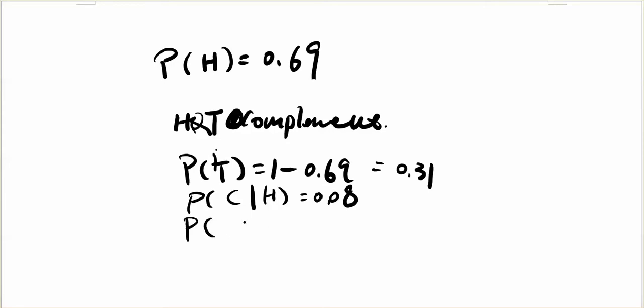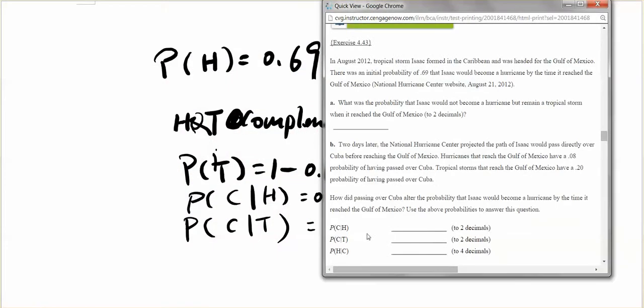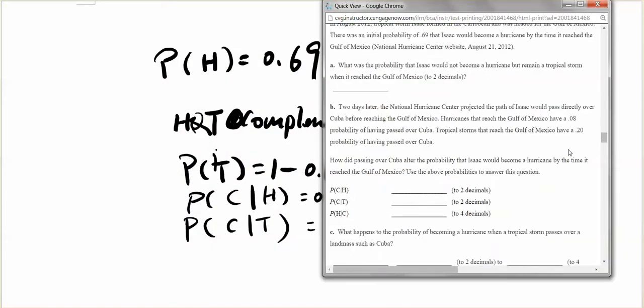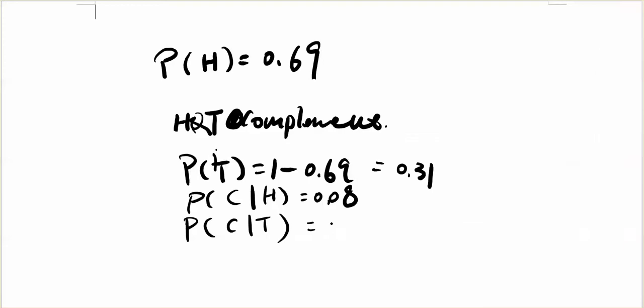So the next question is, given it is a tropical storm, what will be the probability for it to pass by Cuba? If you look at the second statement, a tropical storm that reached the Gulf of Mexico has a 20% probability of having passed over Cuba. So obviously, here the answer will be 0.2.